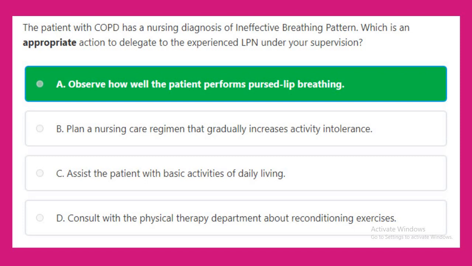Okay. So first is observe. That is just to monitor, right? So this falls under the scope of LPN. Second is planning a nursing care regimen. Now planning falls under the scope of RN. So this is the incorrect option.